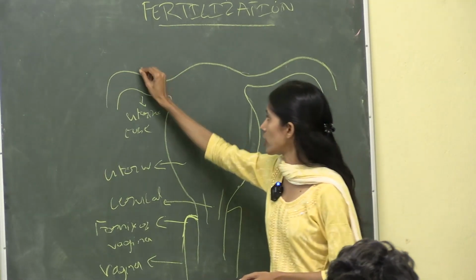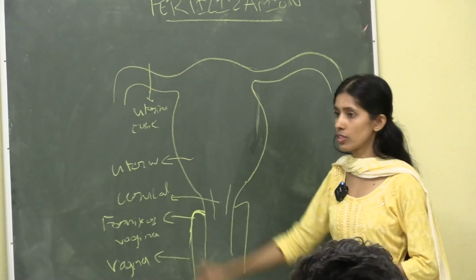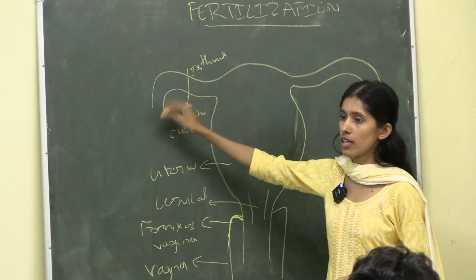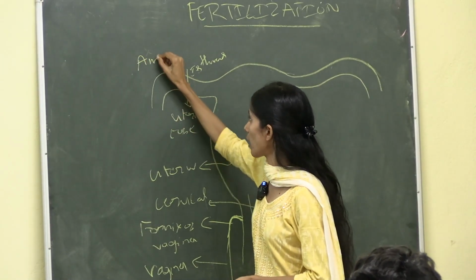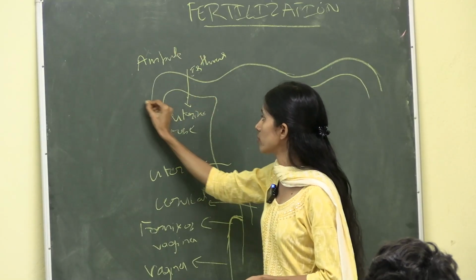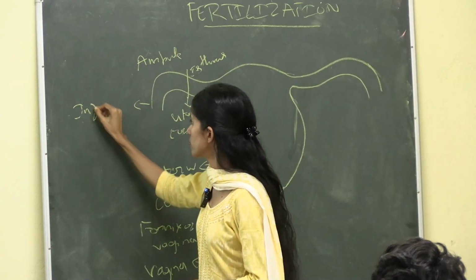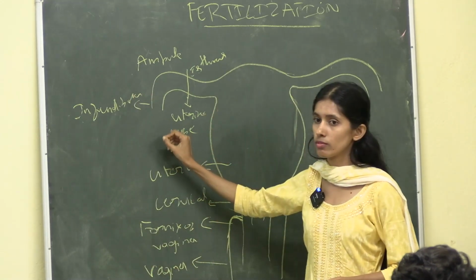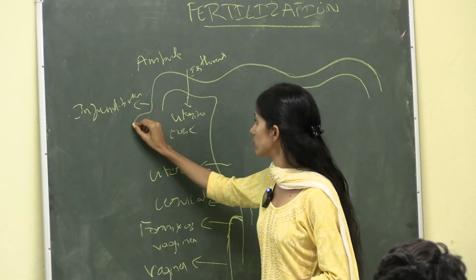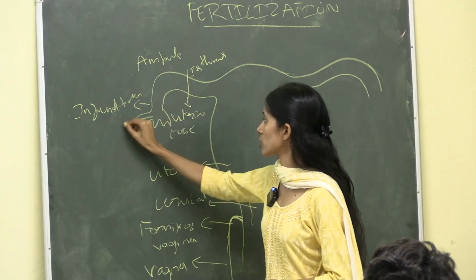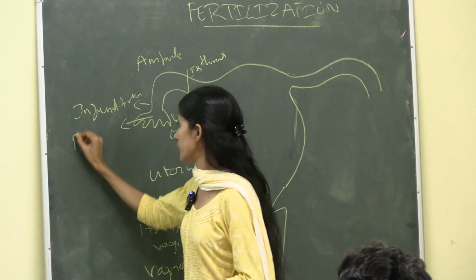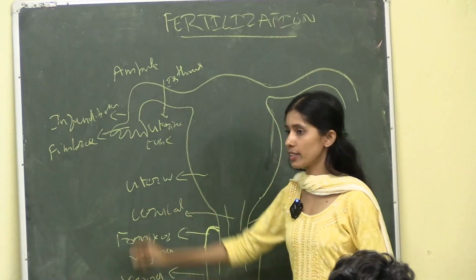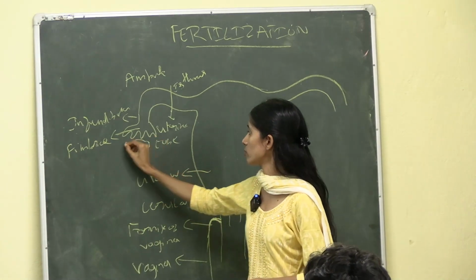Okay. What is this first part called? This is called as isthmus. Okay. The next large part is called as ampulla, followed by infundibulum. Okay. Then we have this is called as fimbriae. It is also part of your uterine tube. Okay. And later we can see the presence of ovary.